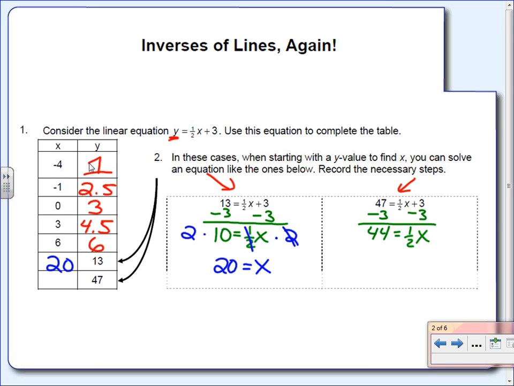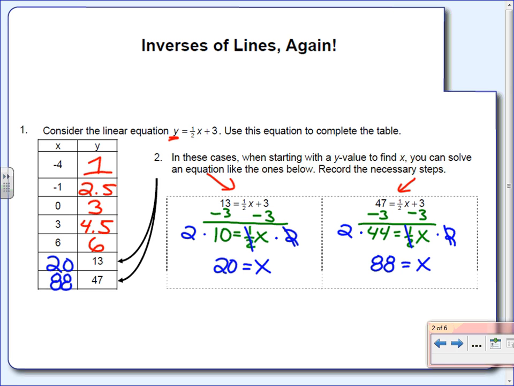What did I do after that? Multiplied it by 2. When you multiply 2 times the 44, what you're going to get is 88. And of course, 1/2 times 2 is 1x. Therefore, the x value over here is 88. So in order to find the last two, the process I went through was a little bit different. I had to subtract 3, then I had to multiply by 2.